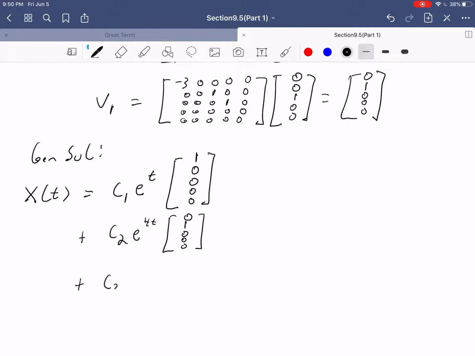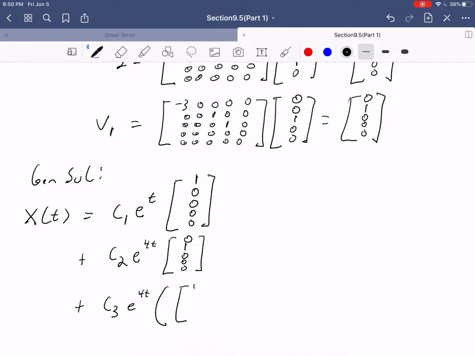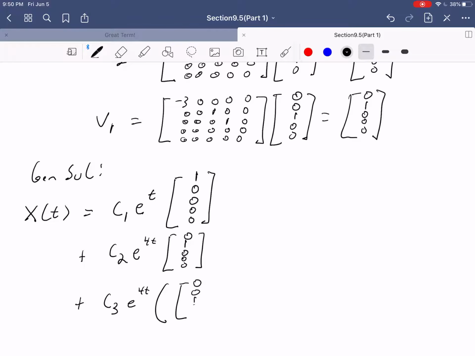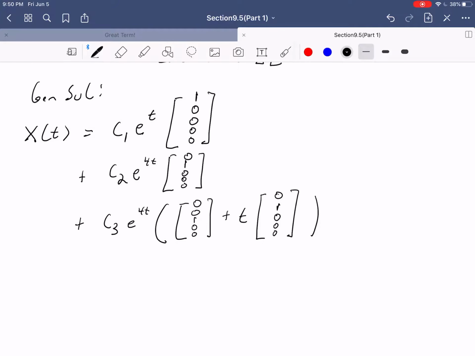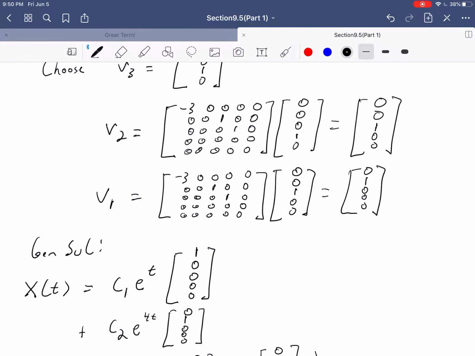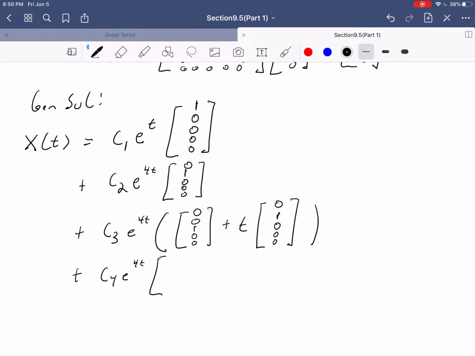Then plus C3 e to the 4t. Move this chain along. The next one is 0, 0, 1, 0, 0 plus t times 0, 1, 0, 0, 0. And then the final step of that chain, C4 e to the 4t. Order 3 was 0, 0, 0, 1, 0. So, parentheses, 0, 0, 0, 1, 0 plus t times 0, 0, 1, 0, 0 plus 1/2 t squared times 0, 1, 0, 0, 0.